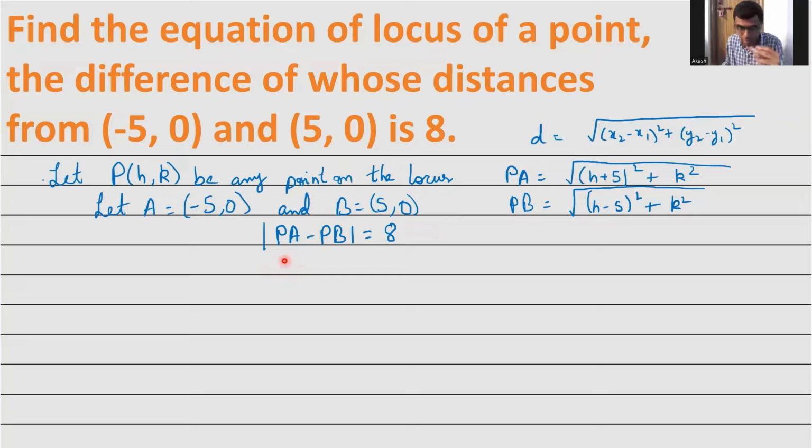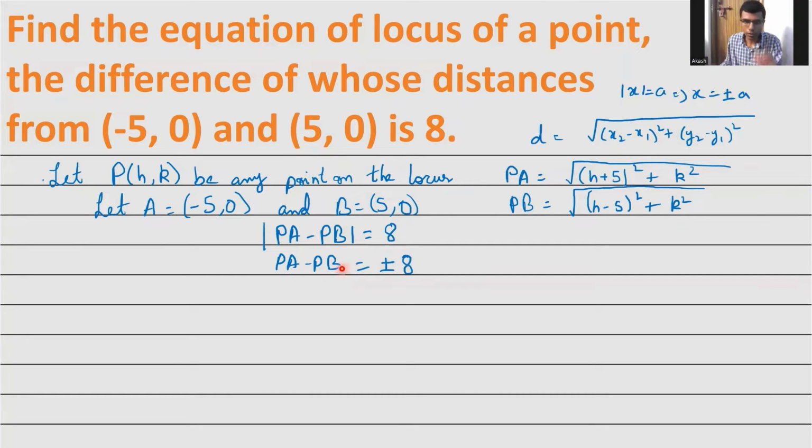Fine. Now let's come to this equation: mod PA minus PB is equal to 8. Here's another concept for you. Whenever mod x is equal to 8, this implies that x is equal to plus or minus 8. This is the concept. So therefore, PA minus PB is equal to plus or minus 8.